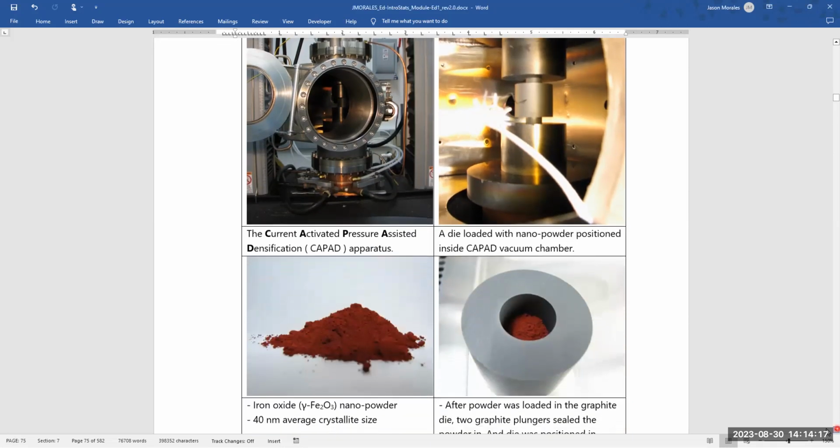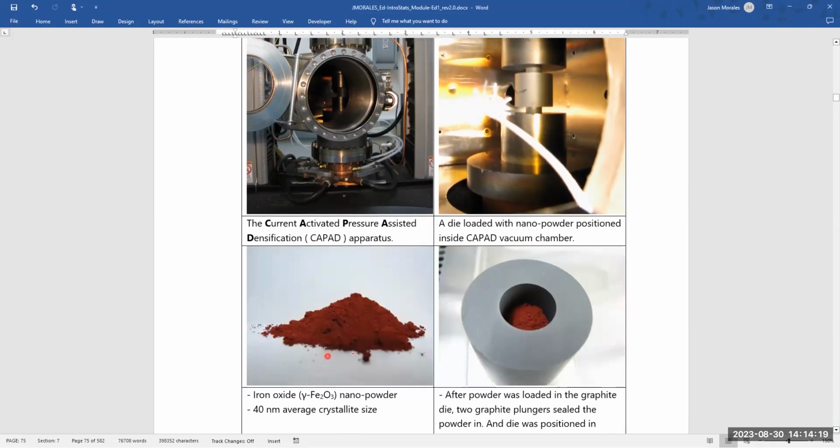And so what I would do is take a powder of a metal or a ceramic and load it into the die, and put the plungers in on the bottom and on the top. This assembly would then go right here inside the chamber between the graphite spacers and between those two copper electrodes.